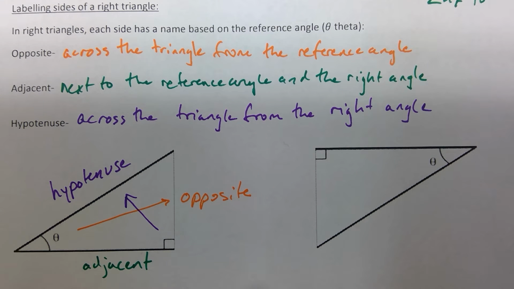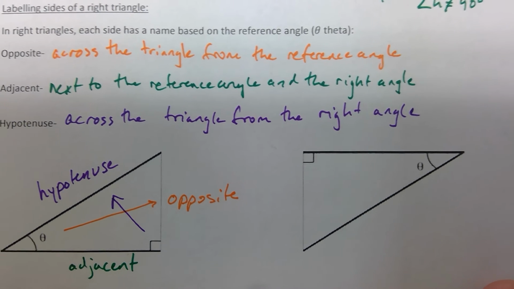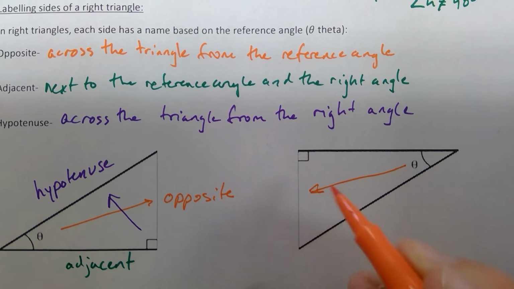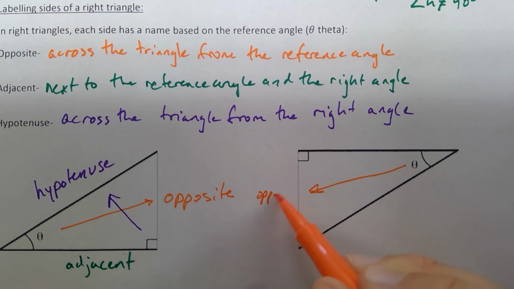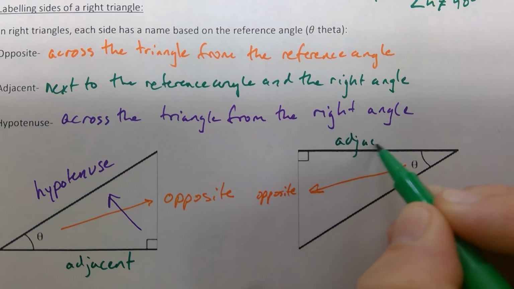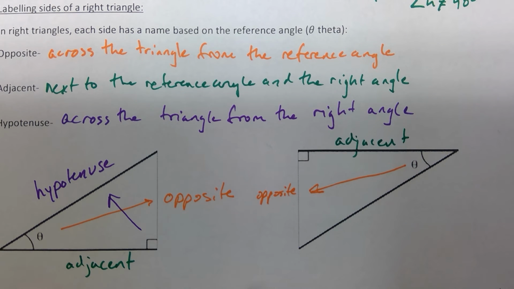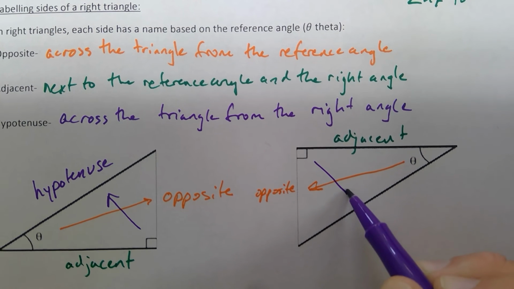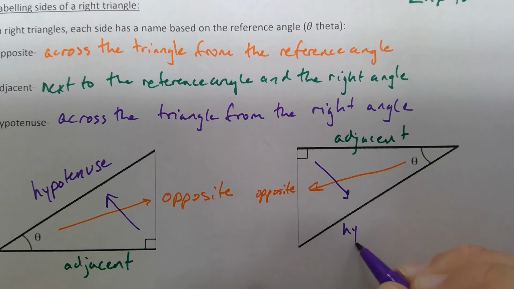Okay, so let's go ahead and label our other triangle. We'll start with our opposite side. So here's our reference angle. I go across my triangle, opposite. Here's my reference angle and my right angle, and in between is my adjacent side. And then let's go across from our right angle for our hypotenuse.